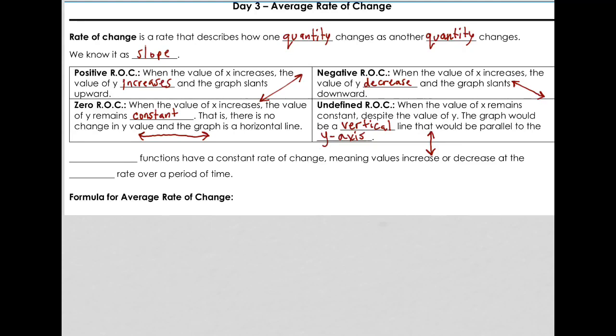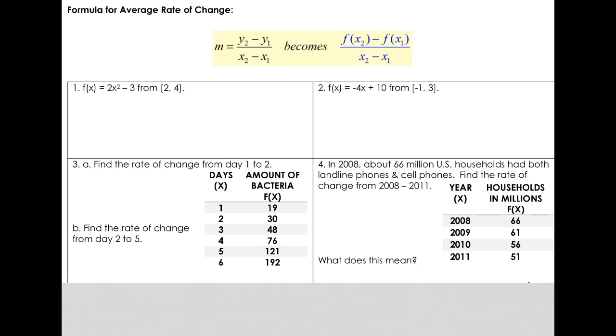All right, moving along. Linear functions have a constant rate of change, meaning values increase or decrease at the same rate over a period of time. And so examples of those are every one that I drew here except for the undefined. So that one, that one, that one, no turns, just a flat straight line. Okay, let's go. Trying to make a quicker video for you guys today.